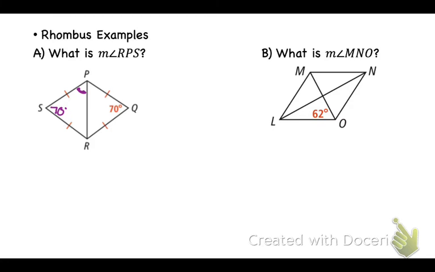You subtract. From what? 180. And then, because I have what kind of triangles? That's an isosceles triangle.